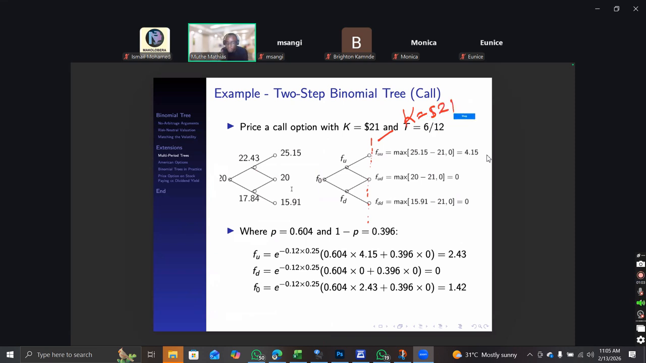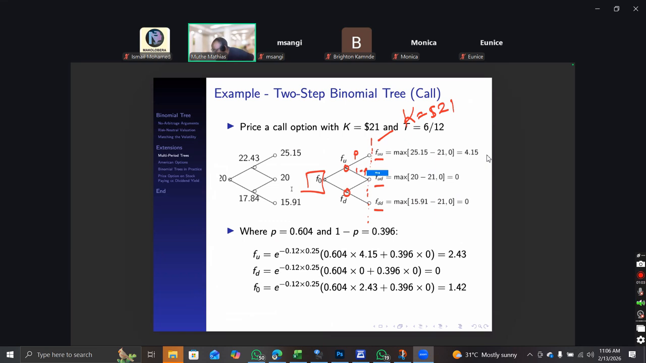So what happened now ni kwamba I can find all the payoff. I can find FUU, FUD, and FDD, si ndio? So now the question is, how do I get this one here and how do I get this one here? Because at the end of the day, what we need is actually this F naught. Because then it becomes very, very easy. Why? Because I know the probability here, P and 1 minus P.